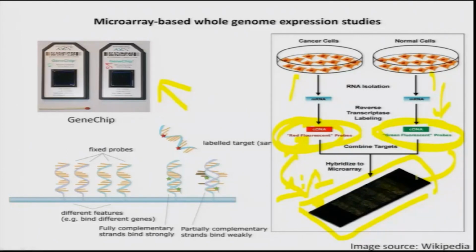So, that is where it is. But if the equilibrium is shifted, and you have more of that transcript present in cancer cells, you are going to have more cDNA that is going to bind to the spot. So, by looking at the relative ratio of these two fluorescence, I will be able to tell whether the expression level is altered or not altered. That is what is shown here.